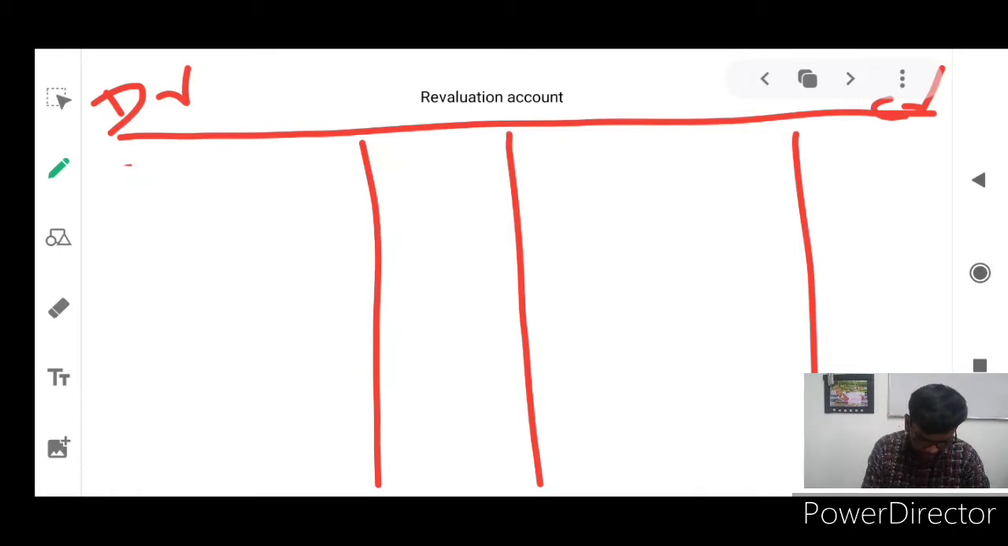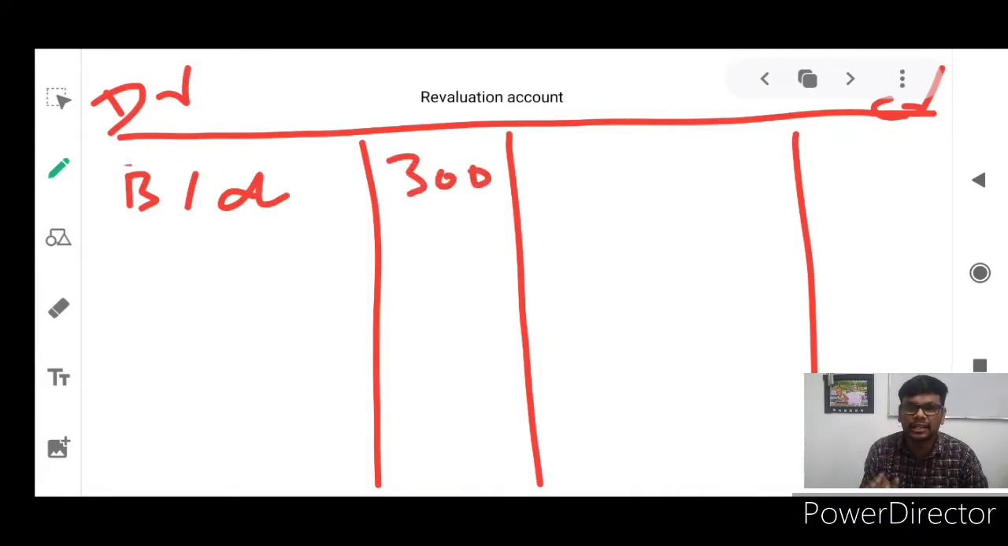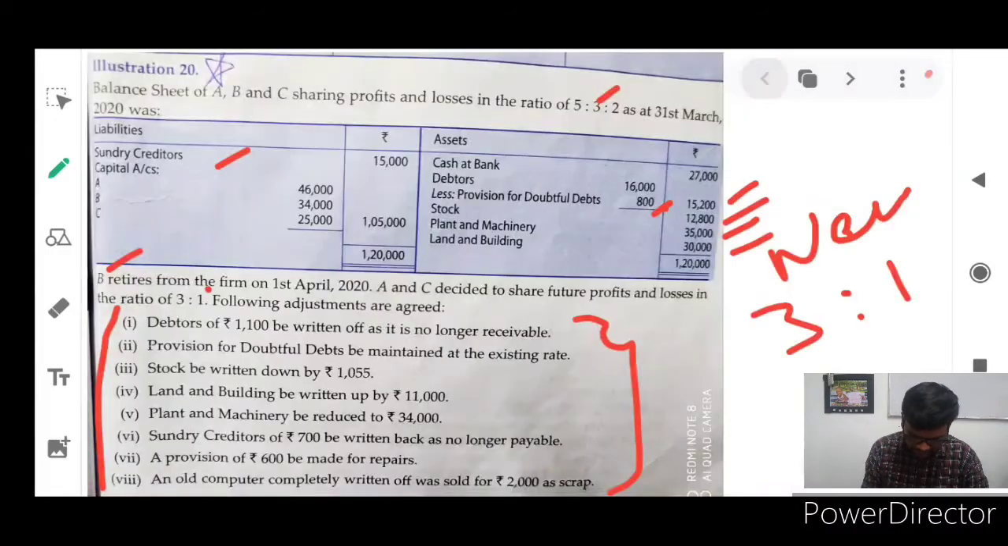So bad debts amount rupees 300 is an increased liability, so we are writing it on the debit side of the revaluation account. And the second item is provision for doubtful debts to be maintained at the existing rate. So as per the existing rate, they are going to maintain the provision for bad debts, allotting some amount as provision on debtors, isn't it?